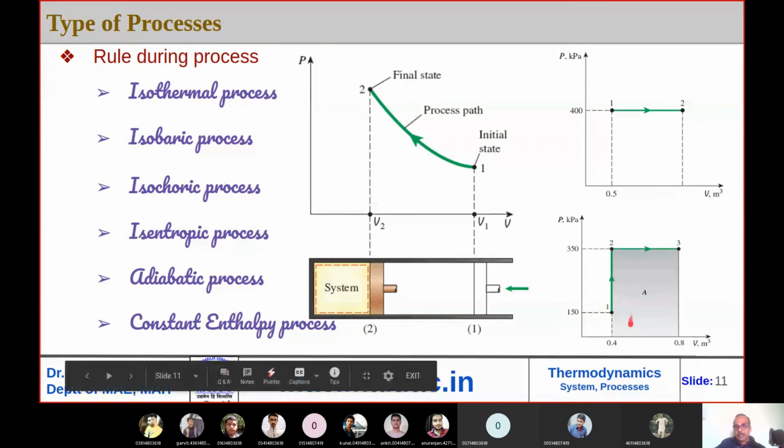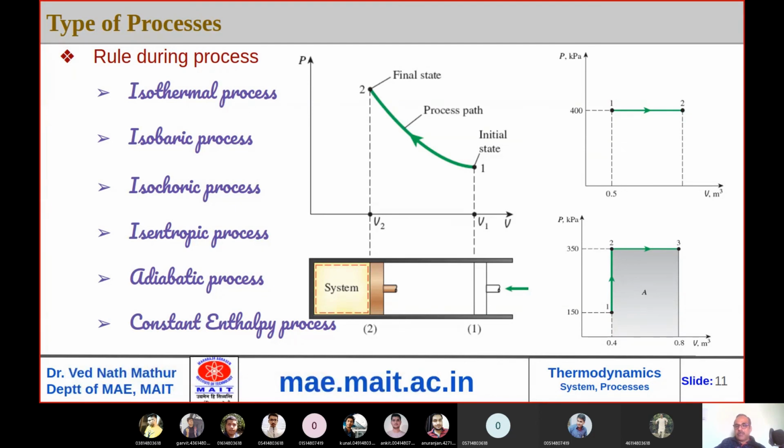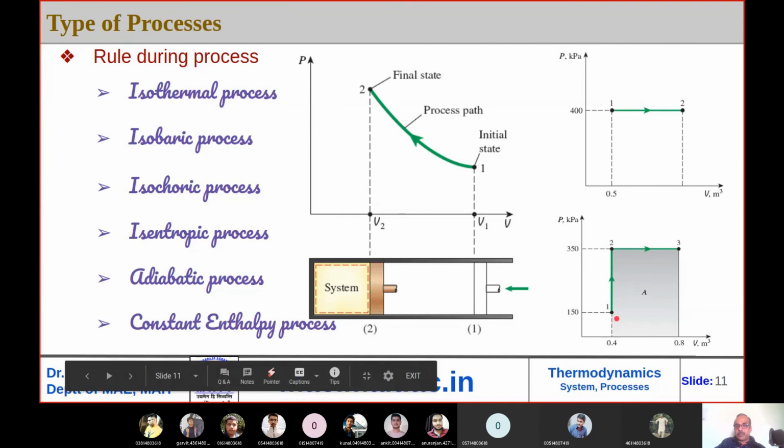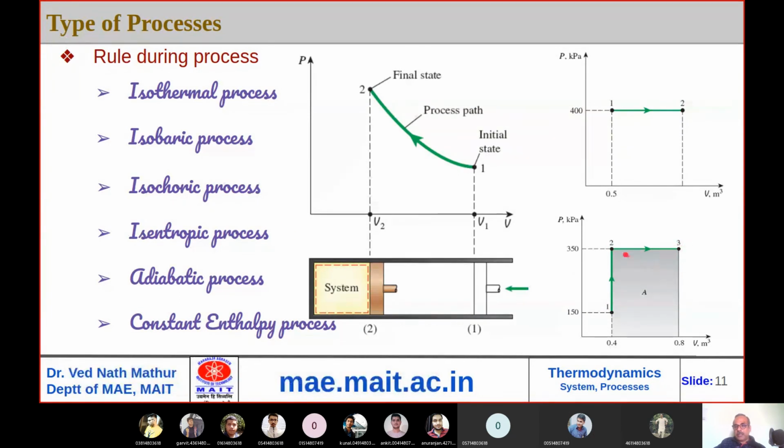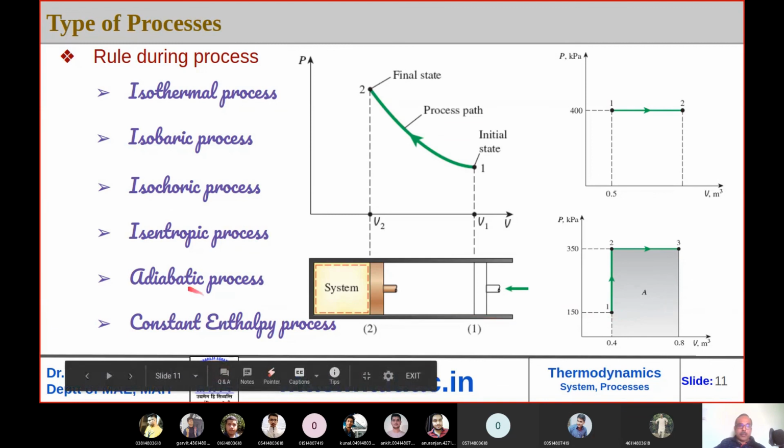Say on this PV diagram, this point was the initial state. The system can move following two different rules. From 1 to 2, it follows the rule that the volume is constant, represented by a vertical line. So 1 to 2 is an isochoric process. From 2 to 3, the system moves such that the pressure is constant. So it's an isobaric process. Again, it can come back from 3 to 4 using an adiabatic process or an isentropic process.